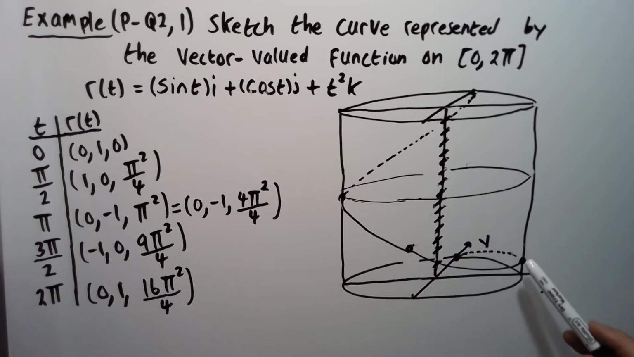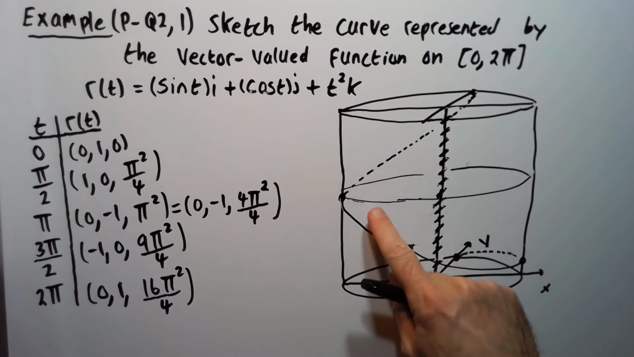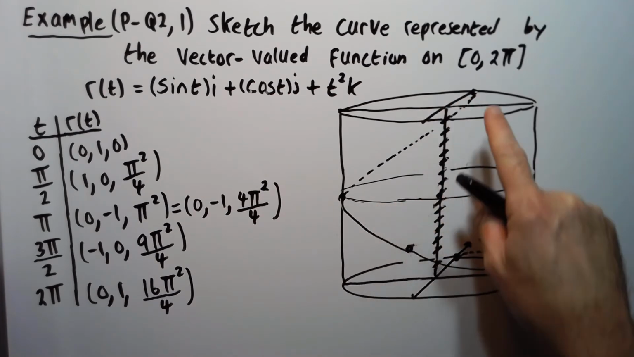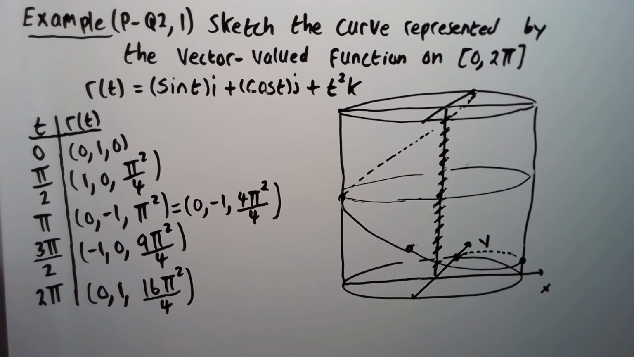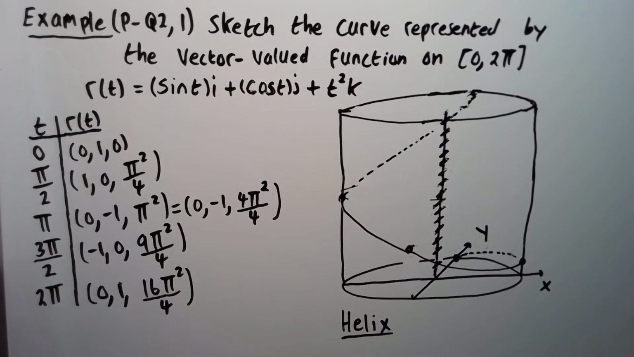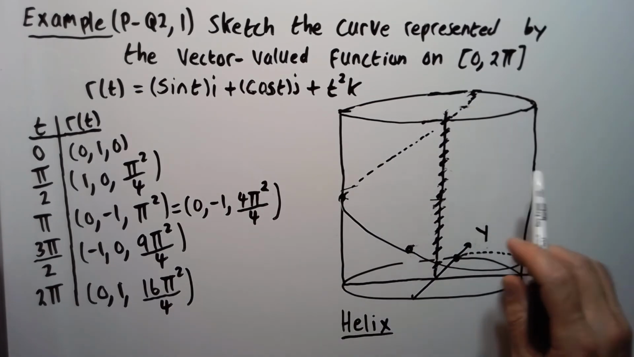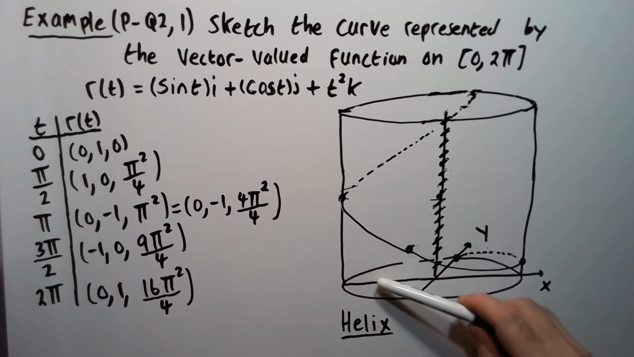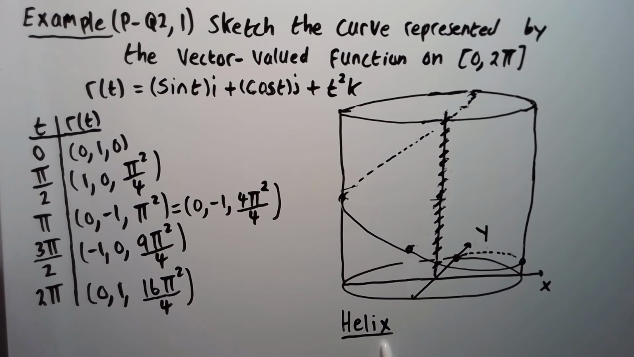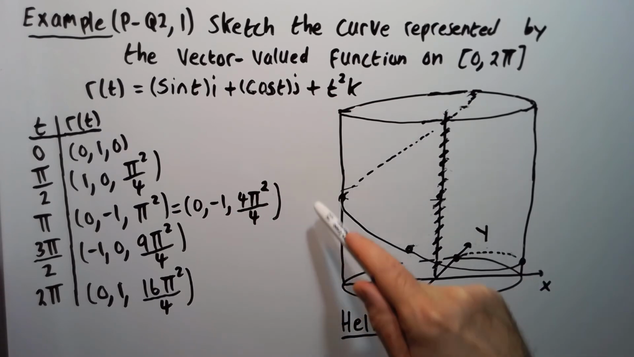So it looks something like this. So it's pretty much wrapping around the cylinder. Let me take away some of the stuff in here so you can see it better. Okay, so it looks like this. So again, it's wrapping around the cylinder. So this is called a helix, this shape. So it's just wrapping around.